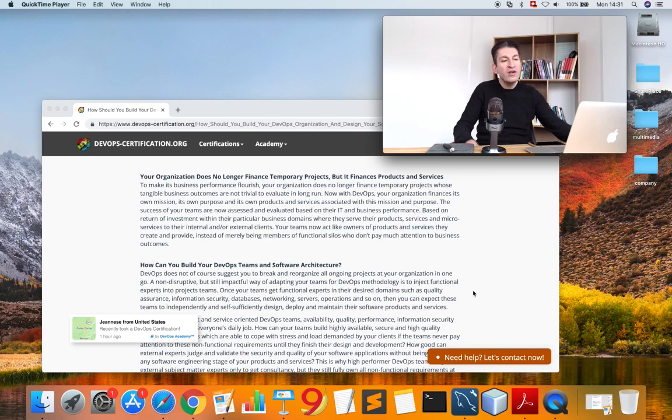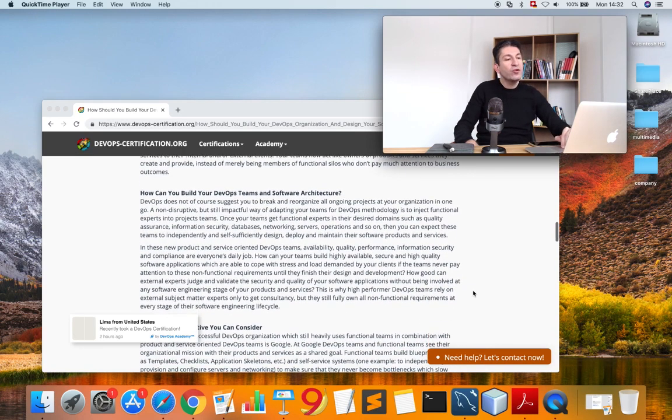Now with DevOps, your organization finances its own mission, its own purpose, and its own products and services associated with this mission and purpose. The success of your teams is now assessed and evaluated based on their IT and business performance, based on return on investment within their particular business domains where they serve their products, services, and microservices to their internal and external clients. Your teams now act like owners of products and services they create and provide instead of merely being members of functional silos who do not pay much attention to business outcomes.